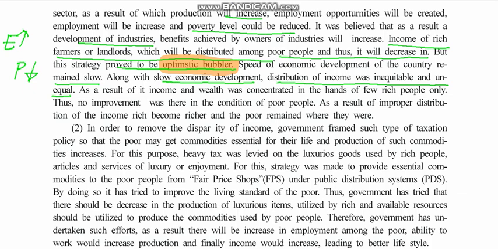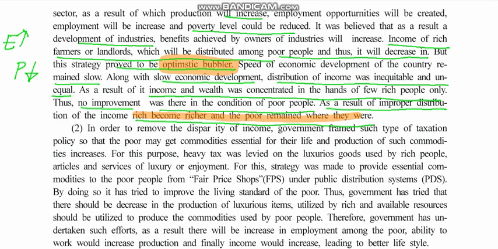As a result, income and wealth were concentrated in the hands of a few. See, the income and the wealth were in the hands of a few rich people only. Thus, no improvement was there in the condition of the poor people. As a result of improper distribution of income, the rich became richer and the poor remained where they were. So due to these policies, the rich became richer while the poor became poorer. This was seen.